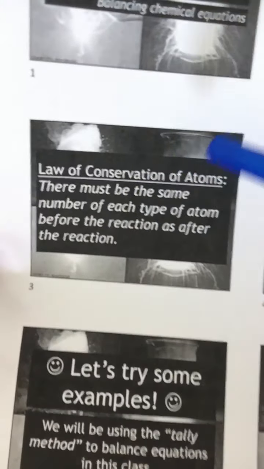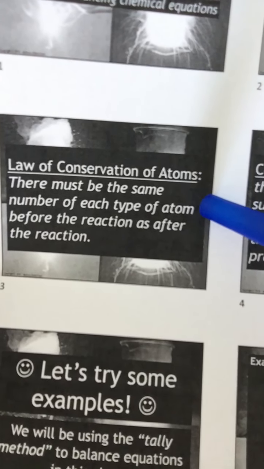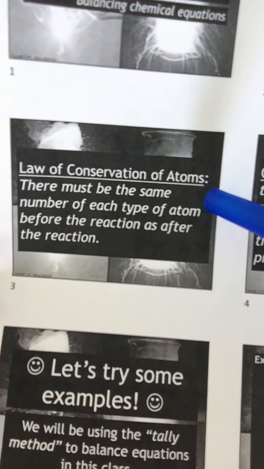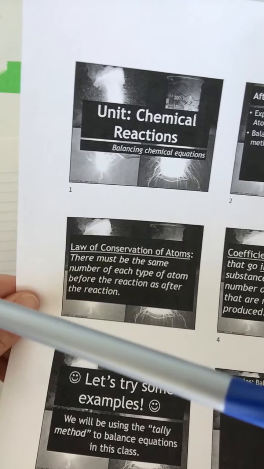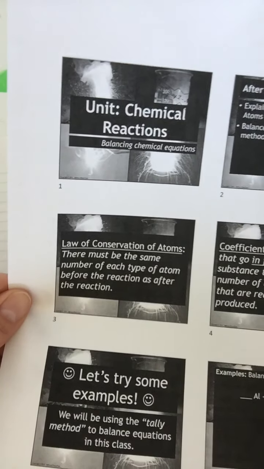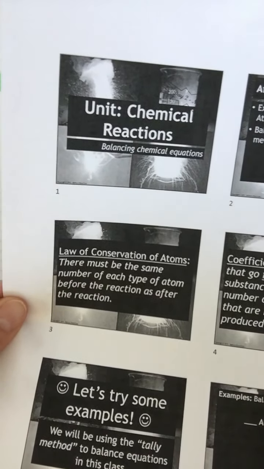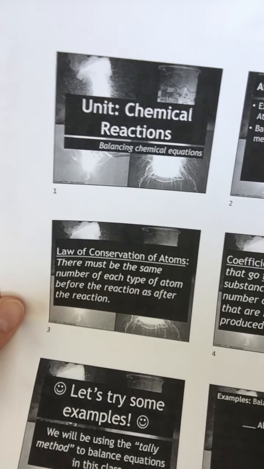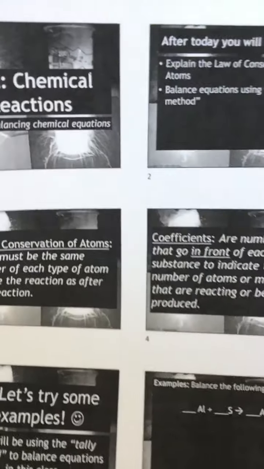So what is the law of conservation of atoms? It says here there must be the same number of each type of atom before the reaction as after the reaction. So if there are 10 atoms of sodium on one side, there can't be 5 on the other. Those atoms of sodium didn't disappear. Okay, matter can't be destroyed. And so the same number is on each side, which is why we have to balance equations.